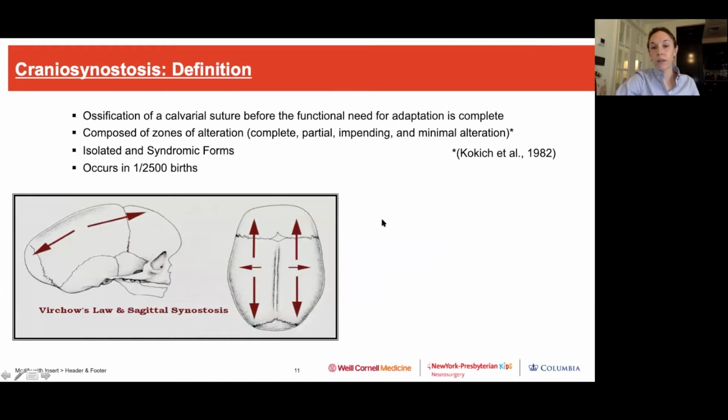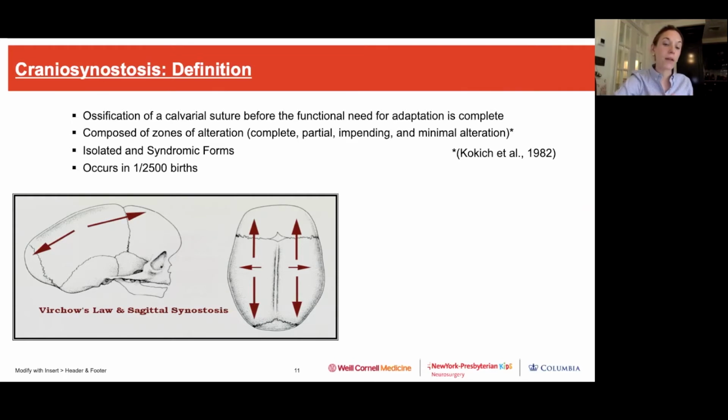So what is craniosynostosis? It's the ossification of one of these calvarial sutures before the functional need for adaptation of the skull is complete. So an infant could have closure of all of their sutures at 4 or 5 months of age if they don't need head growth. Why would that happen?